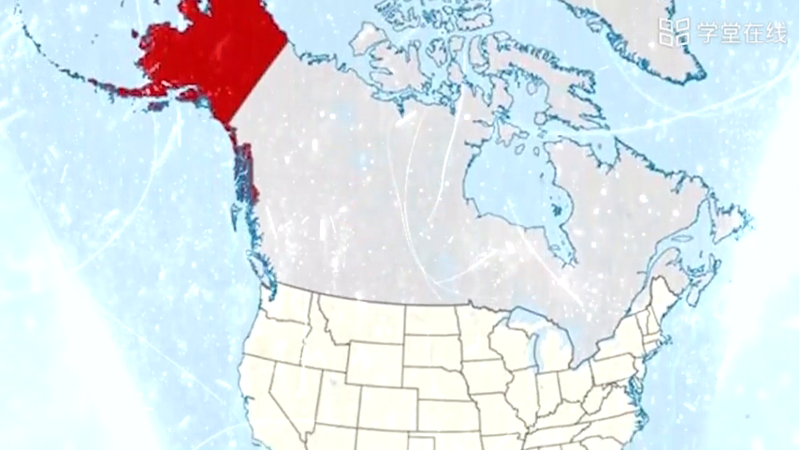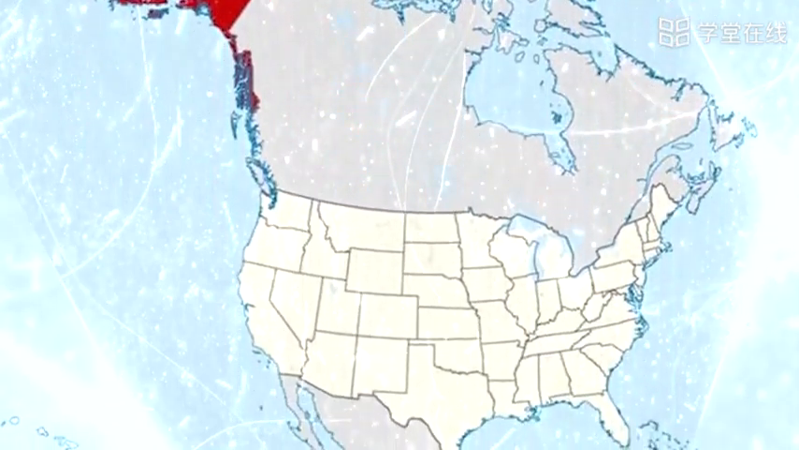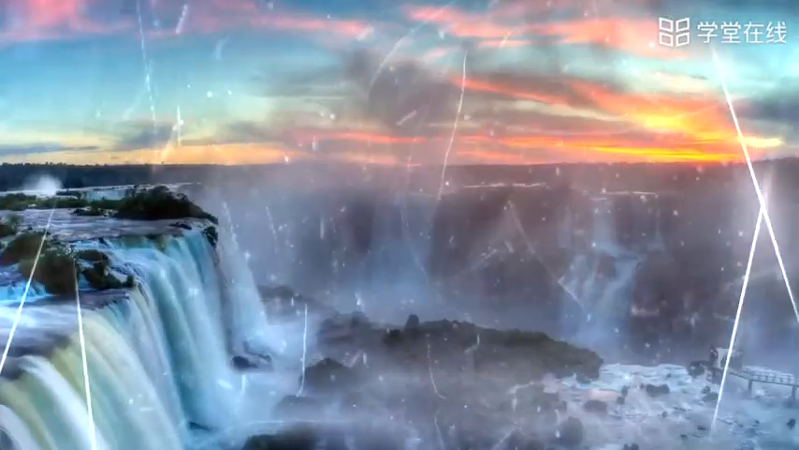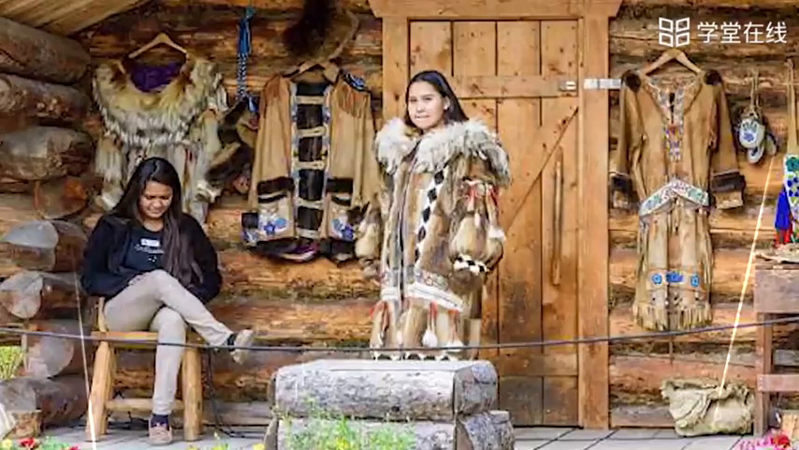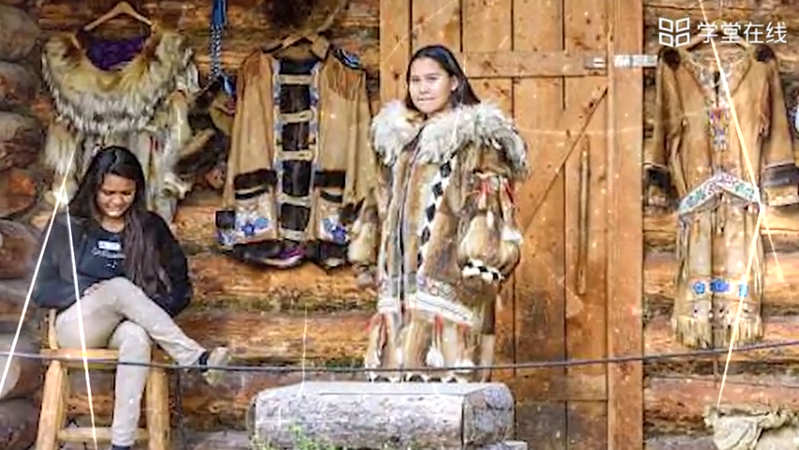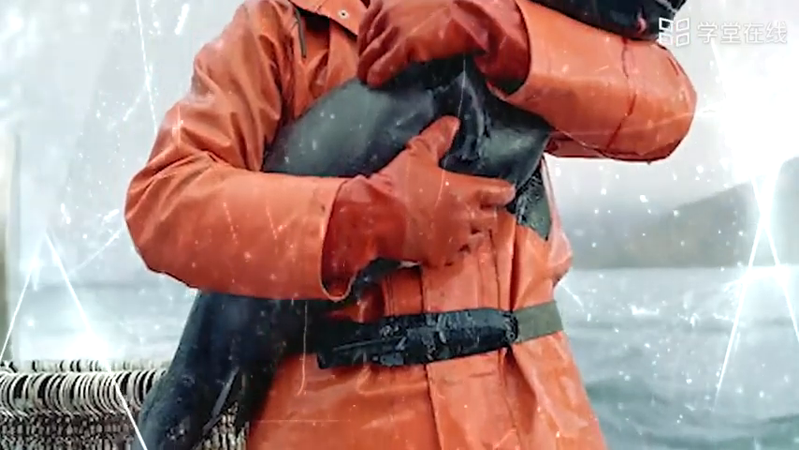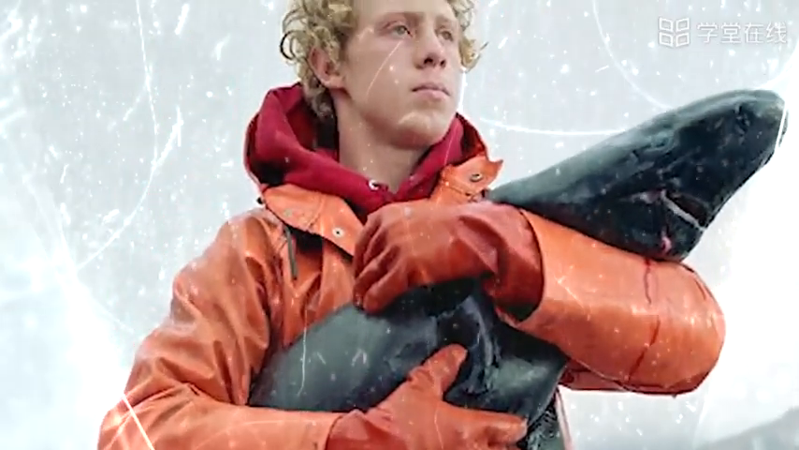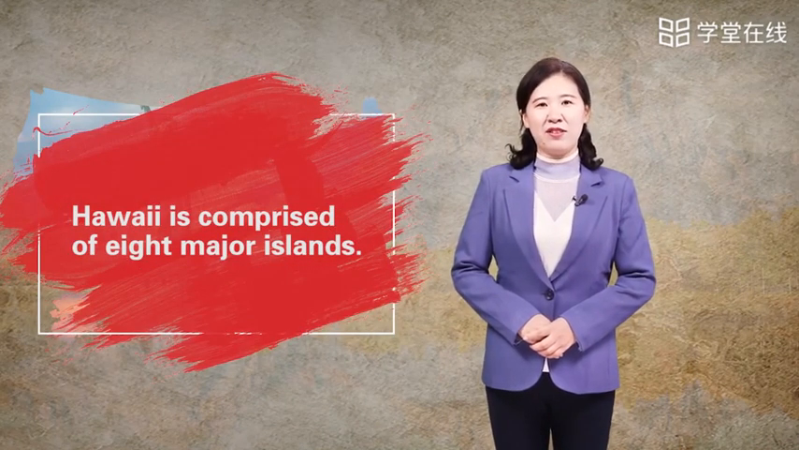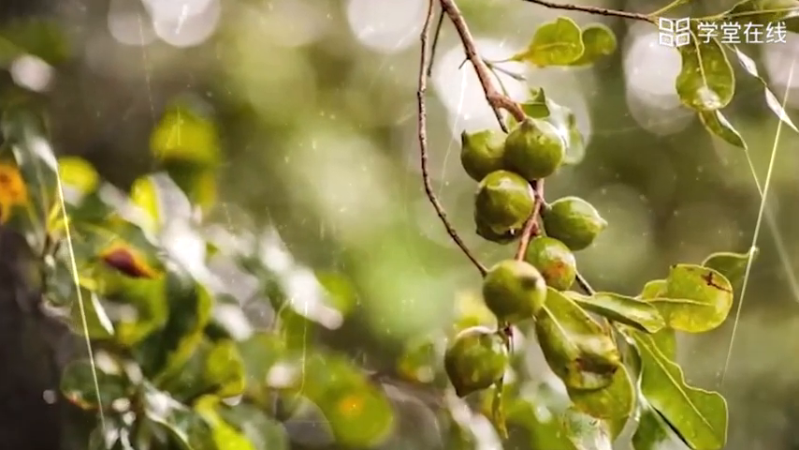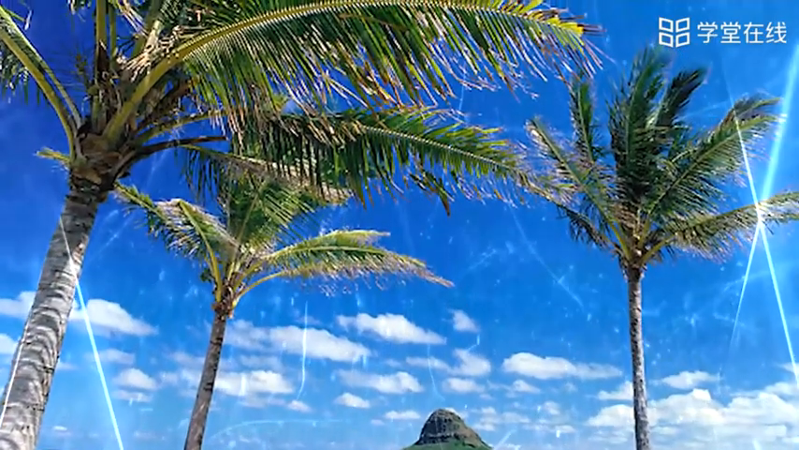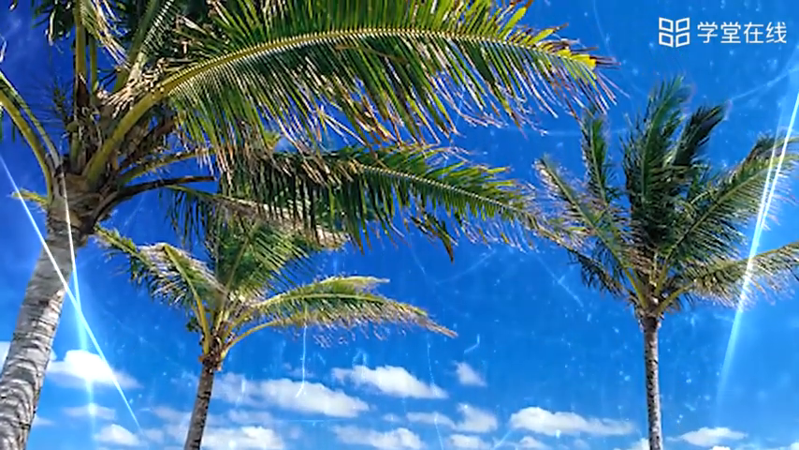Alaska lies in the northwestern part of America. It is known as a world full of glaciers, waterfalls, and lakes. About half of all the native Alaskans are Eskimos. Alaska's main agricultural output is seafood. Hawaii is comprised of 8 major islands. The temperature is mild and the fruit is delicious. The tourist business is Hawaii's largest source of income.